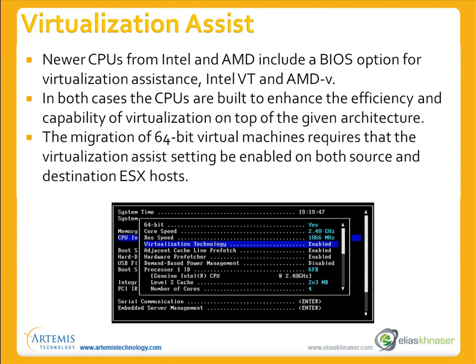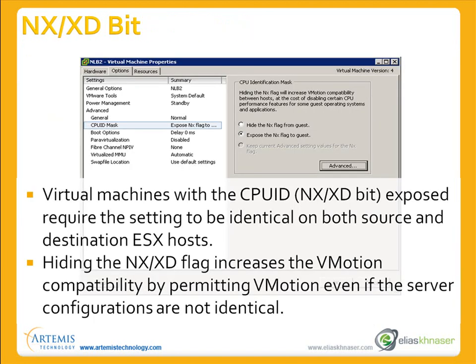So in order for you to enable virtual machines that are 64-bit to migrate using vMotion, you would have to enable Virtualization Assist, and Virtualization Assist is typically enabled within the BIOS of your server. Now let's talk a little bit about the NX/XD bit.